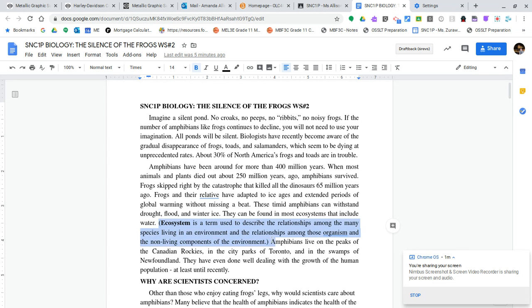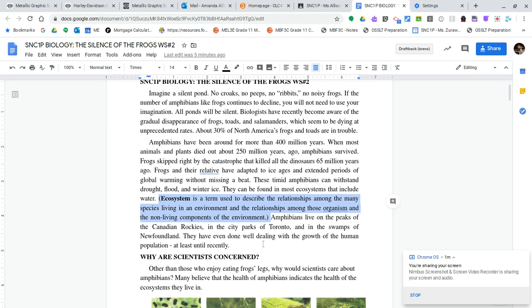So what is an ecosystem? This is a term that we would be introduced to in the classroom. It's used to describe the relationship among many species living in an environment, and the relationships among these organisms and the non-living components of the environment. Basically, it's all the living parts of an environment and how they're interacting with the non-living parts of the environment. For example, in this article, it would be the frogs and the other animals that are present. We'll look at those in the food chains down below, but then how they're also interacting with the water, the temperature, the soil pH, all of those sorts of things. So that's what we're looking at here.